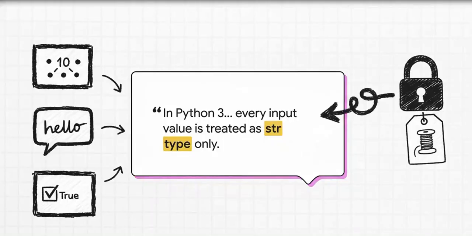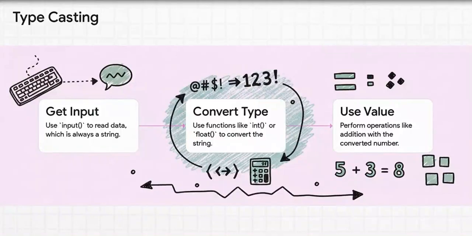And here's the one thing you absolutely have to burn into your memory. In Python 3, it doesn't matter what the user types in. It could be a number like 10, a word like hello, or even true. Input sees everything as a string. Period. It always gives you back a string. So that brings up a really important question, right? If everything's a string, how in the world do we do math with it?